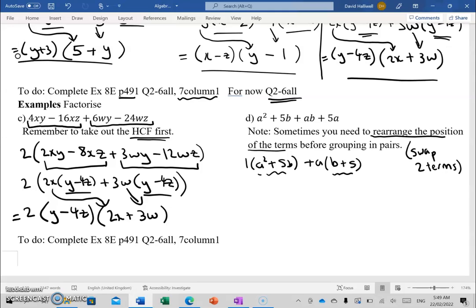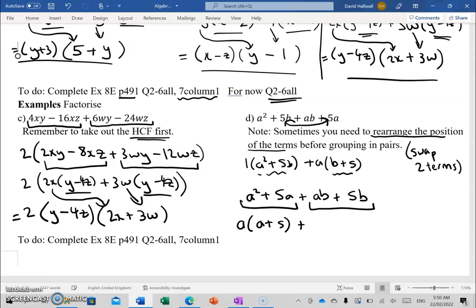What I might do is swap. Let's see what happens if I swap. You can swap whichever 2 you want and see how it works, but I'm going to swap these 2. Let's see how that goes. So a squared plus 5a plus ab plus 5b. Now let's pair. I've got a common factor of a here, I'll have a plus 5. And then this next bit, I've got a common factor of b, and I'll have a plus 5. Well, that's nice now. Now I've got the common factor of a plus 5 I can take out, and then my remaining factors of a plus b at the back.